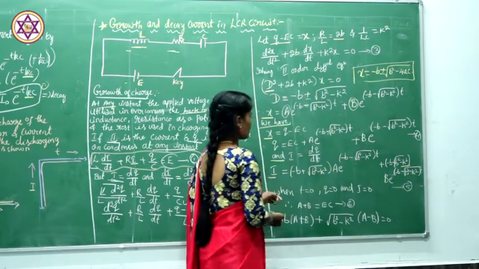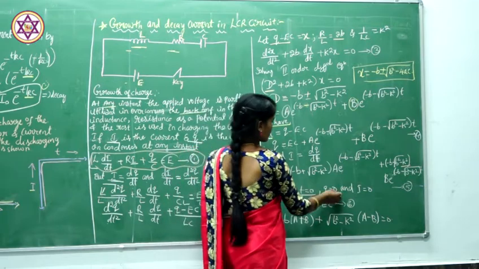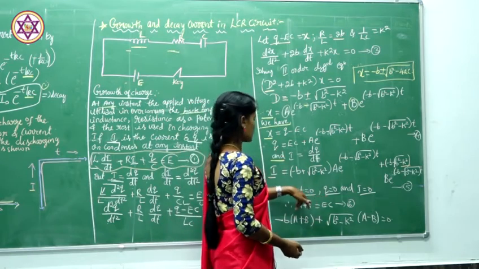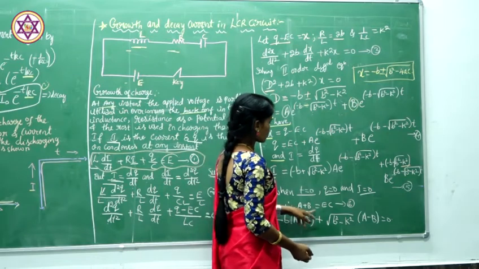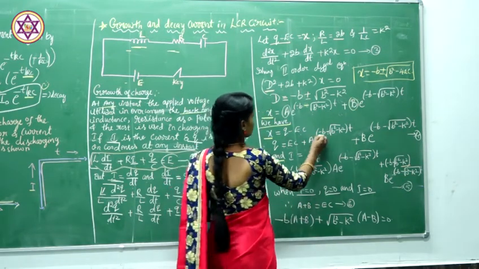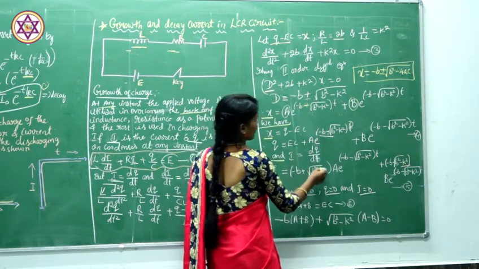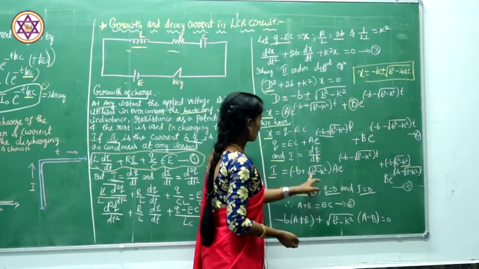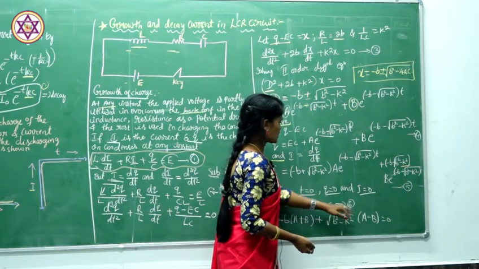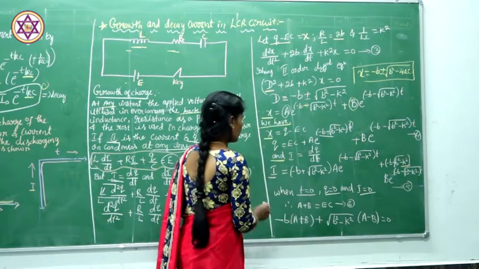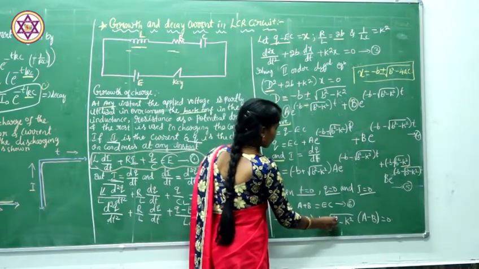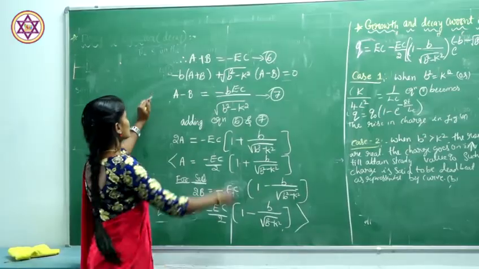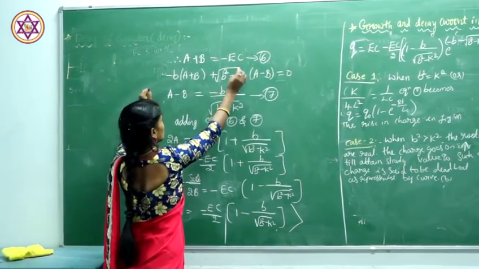When t = 0, then q = 0 and I = 0. So the equation becomes a + b = −EC, which is equation 6, and (−b + √(b² − k²))·a + (−b − √(b² − k²))·b = 0.